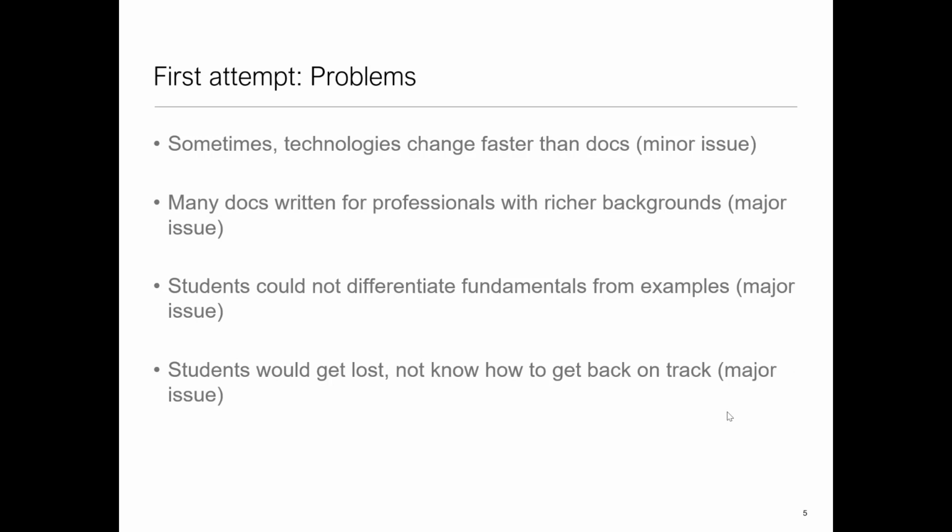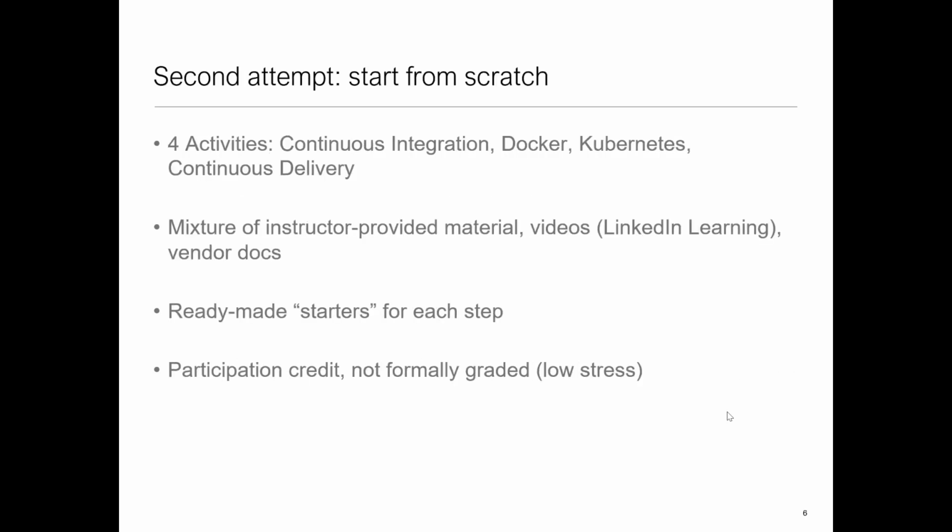to their circumstance. And then if the students got lost going through this, they wouldn't know how to get back on track because they wouldn't necessarily know where they went off track. And so they wouldn't know how far back to go to recover. So our second attempt at this, we learned from this. We said, okay, we're going to start from scratch. We have 4 different activities, one on continuous integration, one on Docker, one on Kubernetes, and one on continuous delivery.